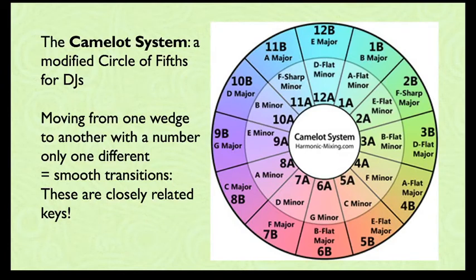If you're a DJ, you might already be familiar with the Camelot system, which is a modified version of the circle of fifths used to help DJs smoothly transition from one song to another while mixing. A DJ might work from a large catalog of music that's been assigned codes based on key and mode. To move from one song to another with the least amount of interruption, a DJ may choose to move to a key area no more than one number away. Moving from one wedge to another with a number only one different creates smooth transitions because these are closely related keys.